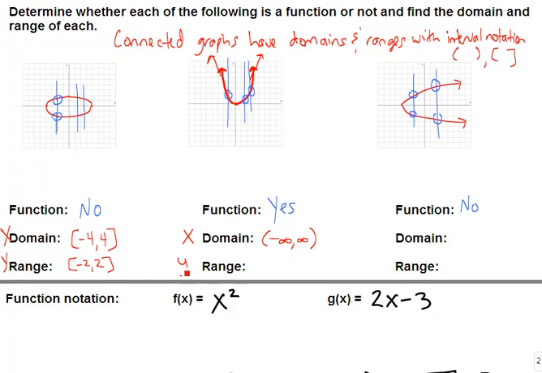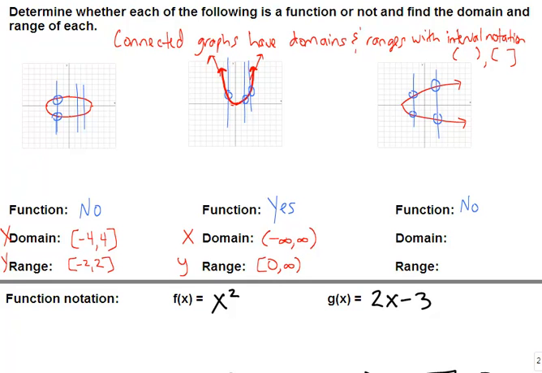Okay, for the range, think about up and down. What's the lowest point that we go up to, and what's the highest point we go up to? So the lowest point we sort of start at here is right here at the origin, and that y value is 0, and then I just go up from there towards infinity. So this range would be 0 up to infinity. I'm including the 0 because I actually hit it, and I go up to infinity and there's a parentheses around the infinity.